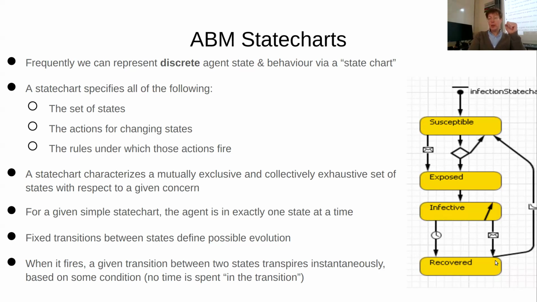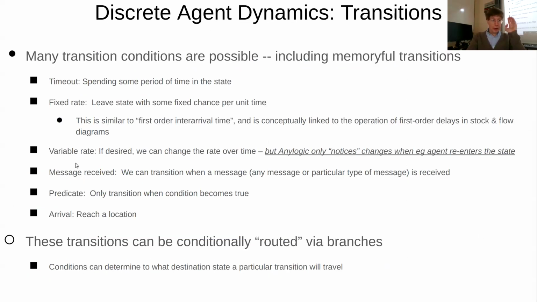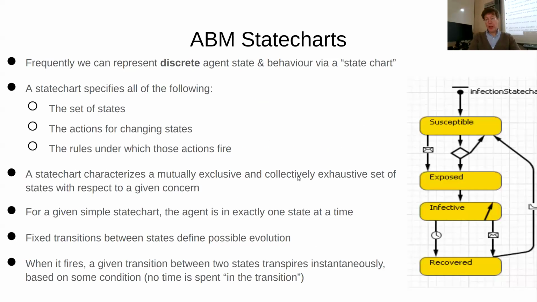A memoryless transition, it doesn't matter how long you've been there, you have the same chance per unit time, per day, as when you got in. By contrast, with a timeout transition, you will leave in exactly that amount of time. It depends entirely on how long you've been there, assuming that you're not leaving via any other transition. As we'll see, there are some other types of transitions, some reflecting asynchronous factors like interaction of other agents.